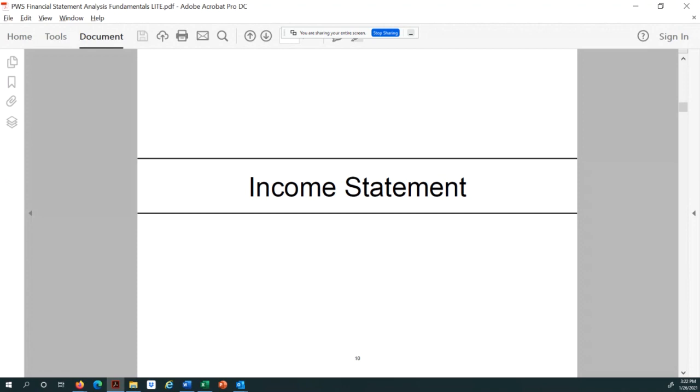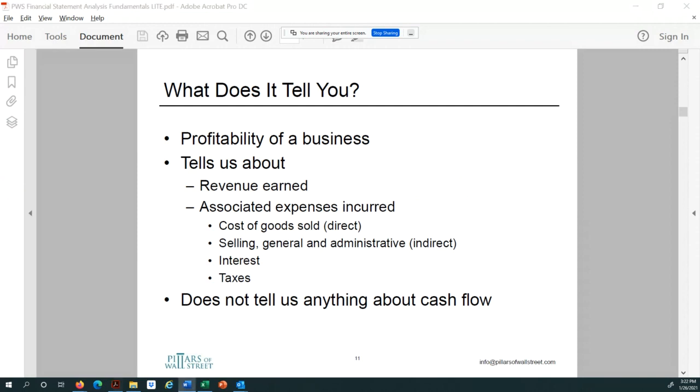Okay, so next we are taking a deeper dive into the income statement here. So let's get started with that now. What does the income statement tell us? Let's go into a little more detail. Let's get more granular. Well, the income statement tells us about the profitability of a firm over a period of time, broken down into revenue earned as well as the associated expenses incurred.